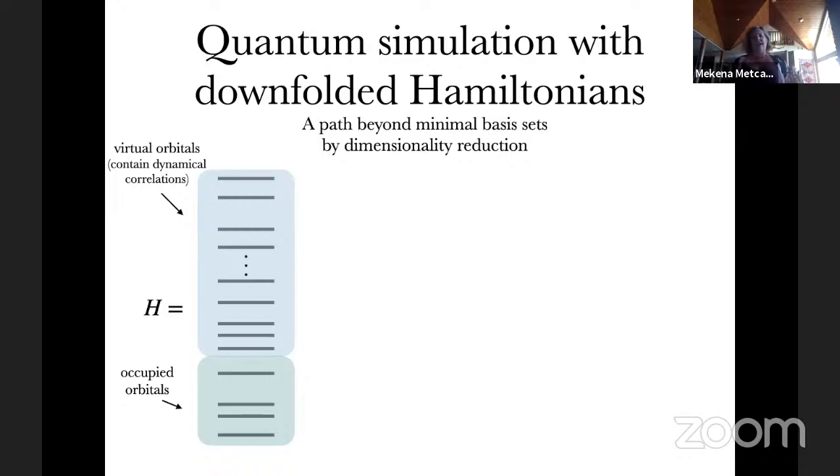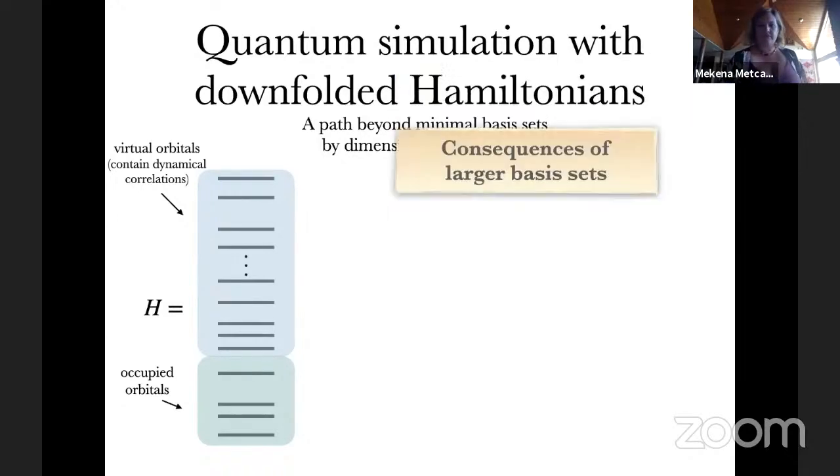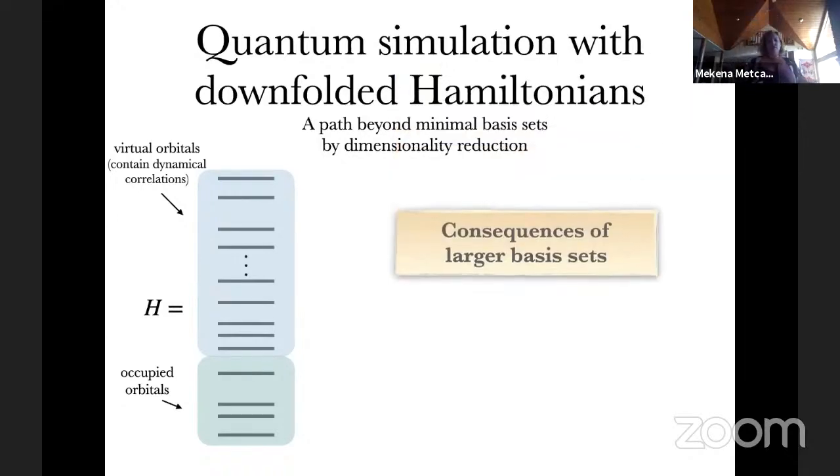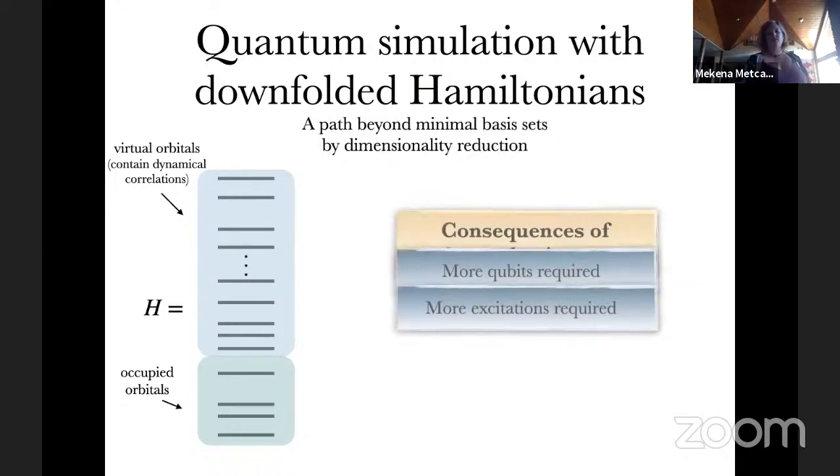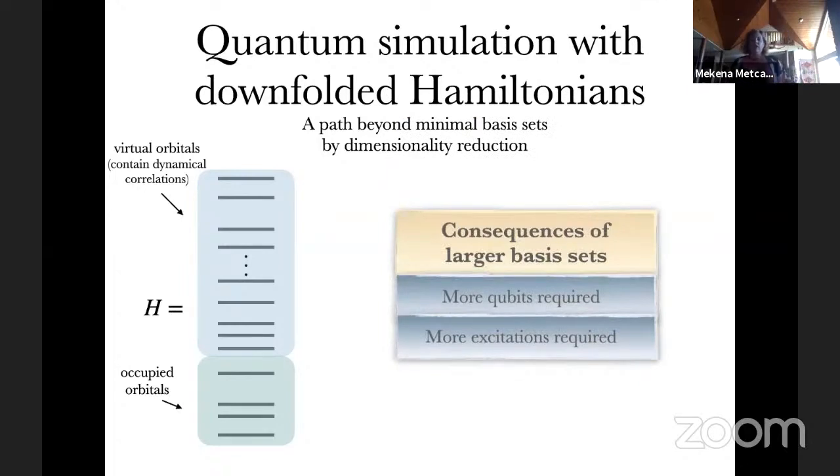The reason is that including these virtual orbitals, which contain these dynamical correlations, can be a little bit problematic for near-term devices. So what are some of the consequences of having these larger basis sets, like a correlation consistent basis set? Well, the most obvious one is that you're going to have more qubits. Not that these virtual orbitals aren't important, they need to be included, but you don't really want to waste qubits, which are a valuable resource, to be able to capture the energy.